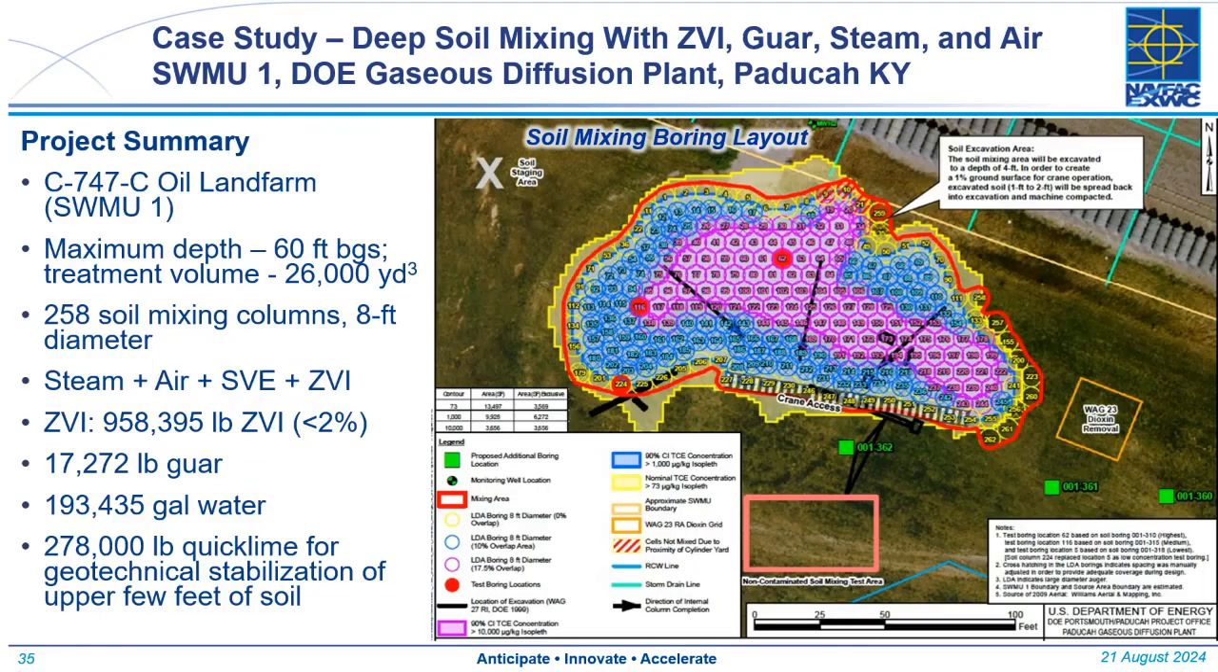I just want to also mention that the in situ soil mixing does entail some level of destabilization of the soil, and so in this case, 278,000 pounds of quicklime were added in the upper few feet to stabilize the surface soil after treatment.